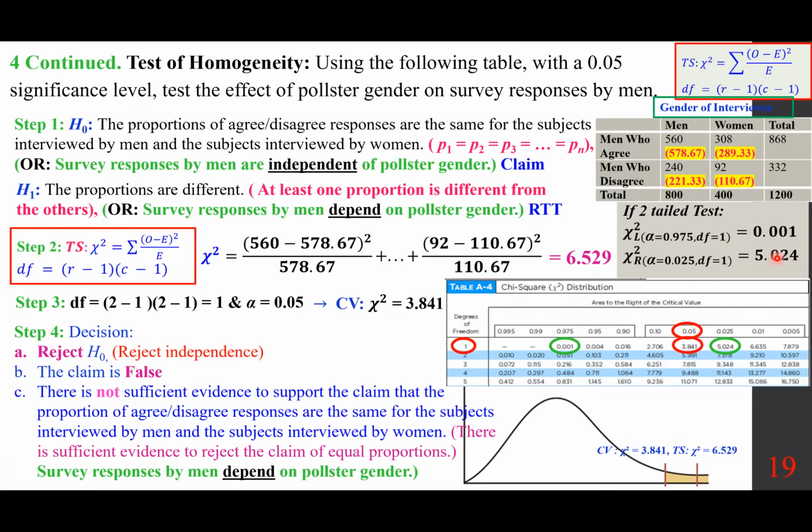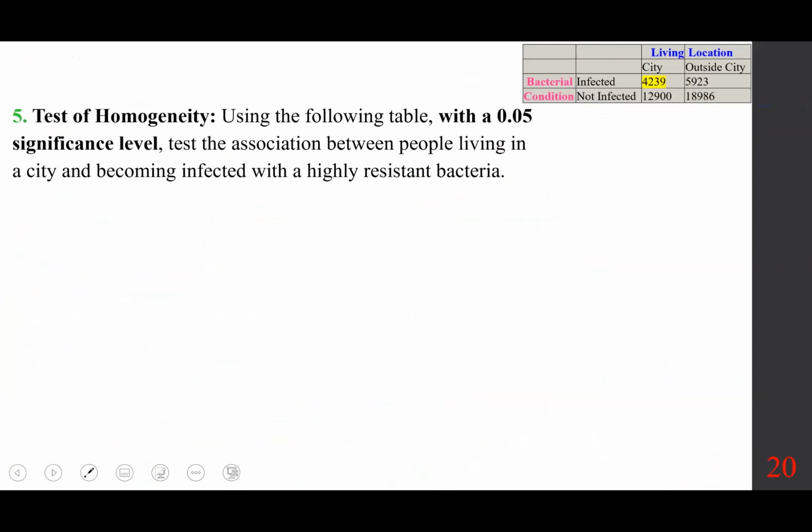All right. Let's look at the last question. Test of homogeneity using the following table. With the 0.05 significance level, test the association or dependency or relation between people living in a city versus outside and becoming infected with a highly resistant bacteria. So here's the bacteria condition. We get either infected or not infected. So that's the case. Let's go through the process.